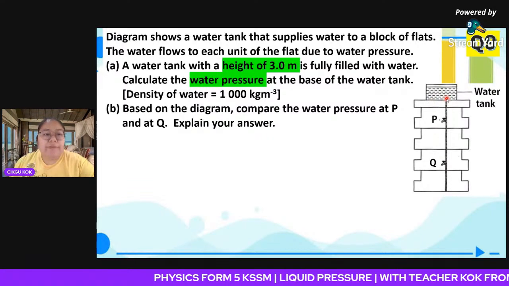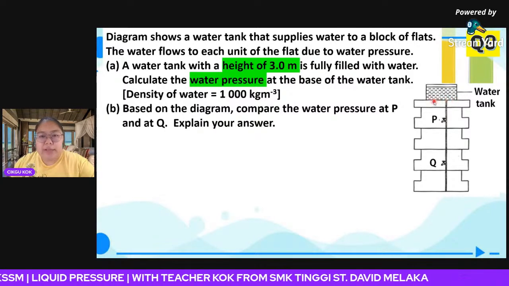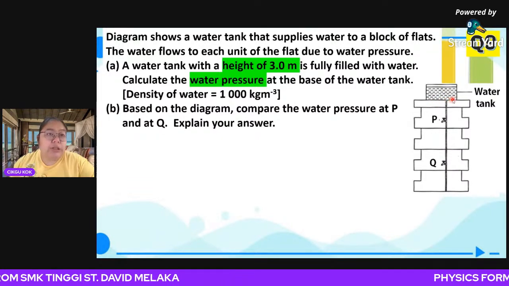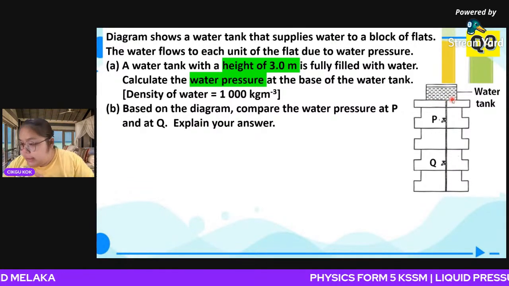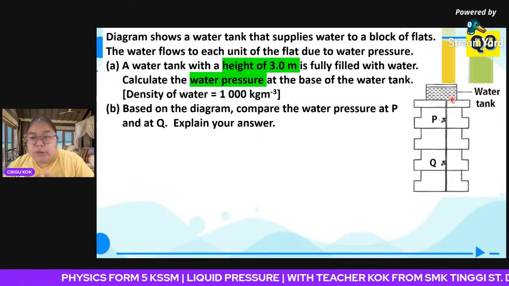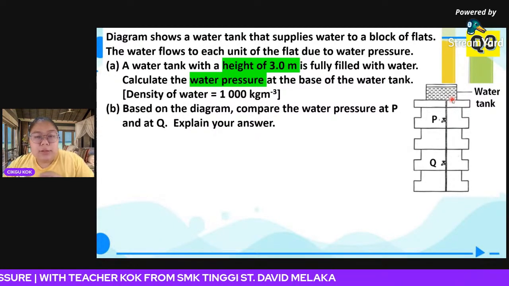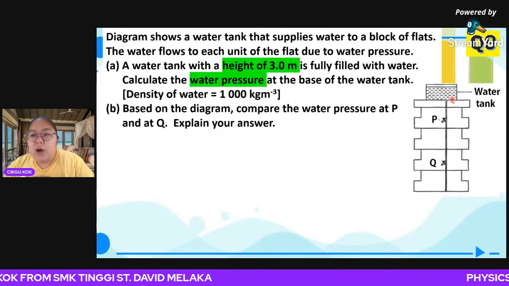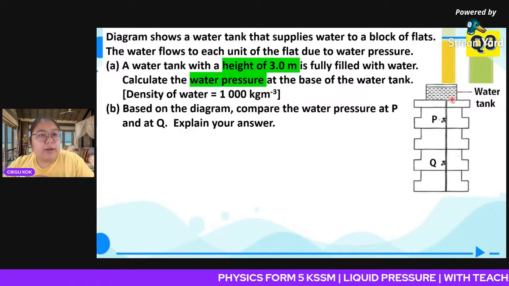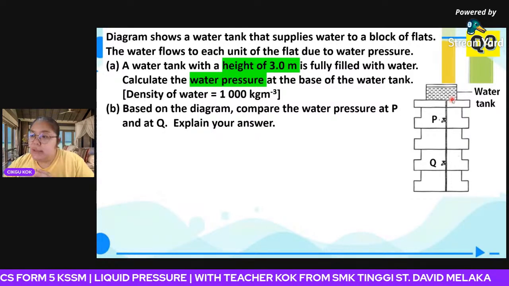Gravitational acceleration they will provide, so we're just using 10. So you show me what's the pressure at the base of the water tank. It's also a simple question, same like just now. We just apply only. It is important to read the question carefully, then you know how to answer. So for the water tank base, how much pressure is exerted on it? We're going to find out whether the student can answer or not.